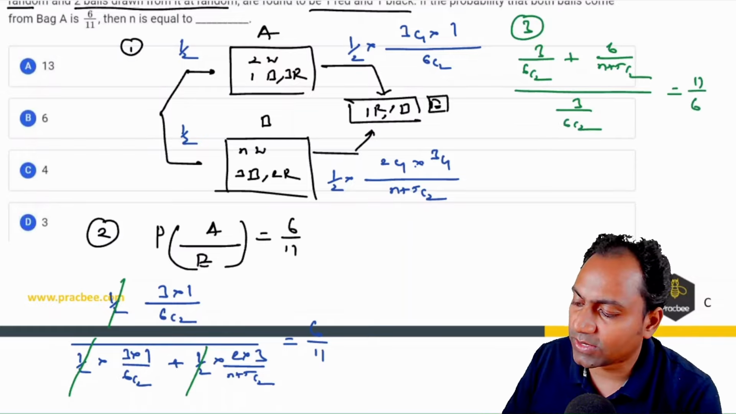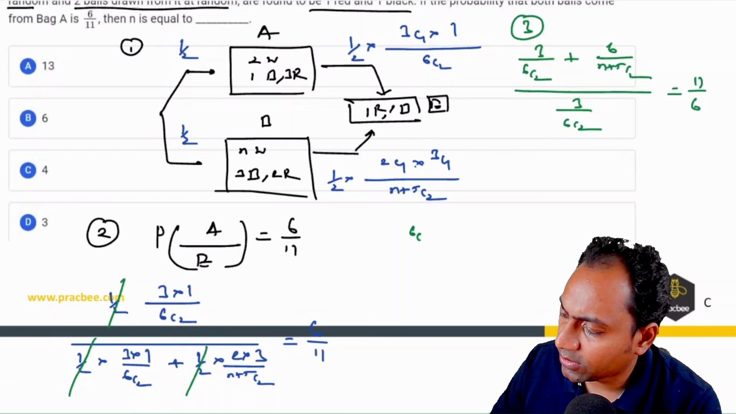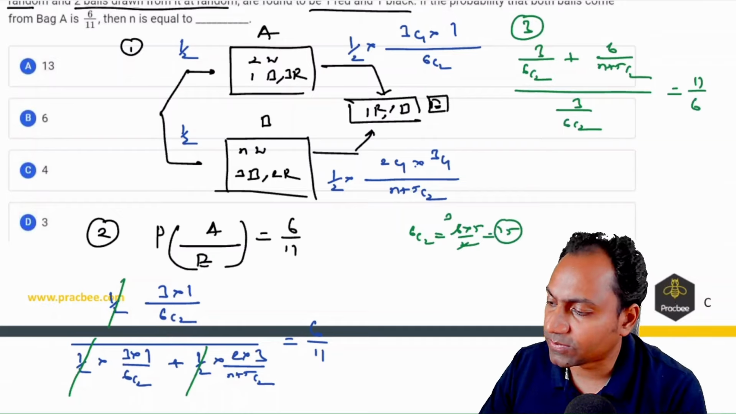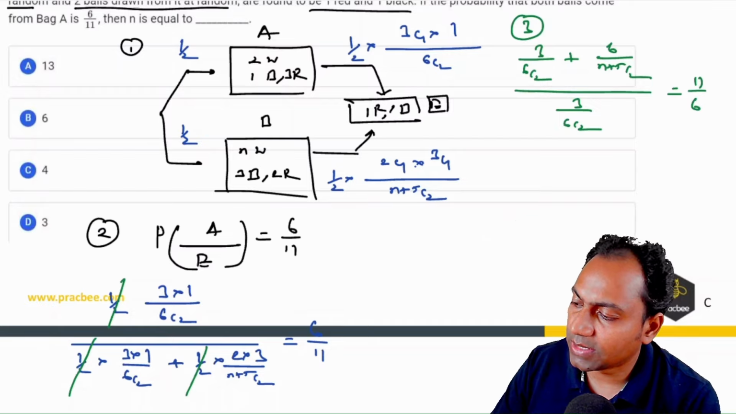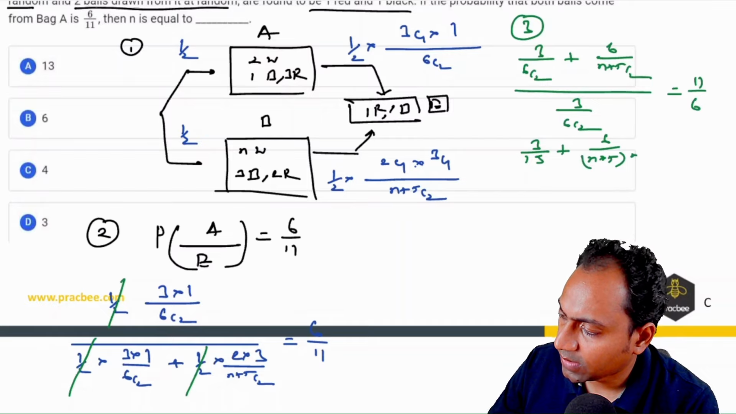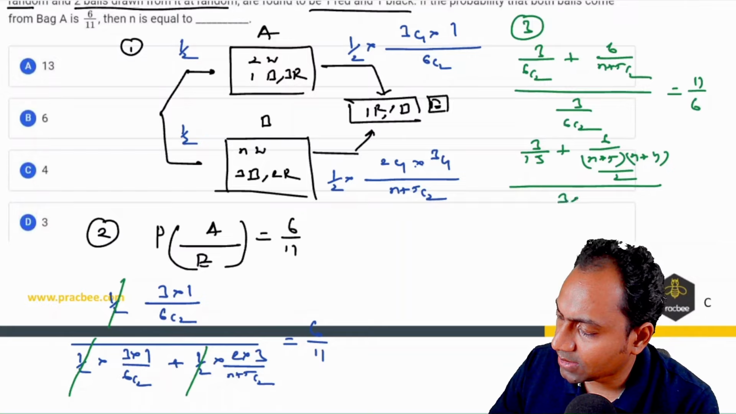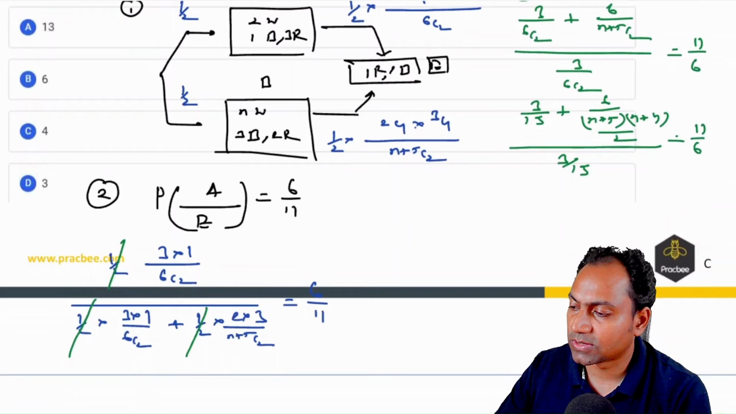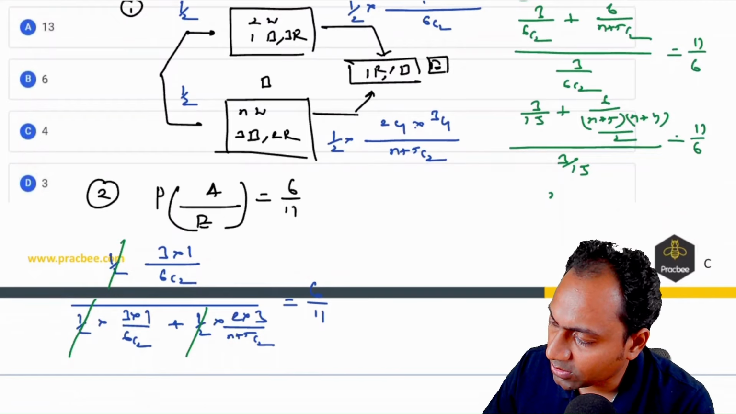Now see, 6C2 is very simple to find. 6C2 is nothing but 6 into 5 divided by 2, which comes out to be 15. And now let us substitute this value and see what value of n we get. If I do that, this becomes 3, this becomes 15, this becomes 6, this is n plus 5 into n plus 4 divided by 2, and this 3 by 15 is equal to 11 by 6. If I solve this, the value of n here comes out to be nothing but 4.